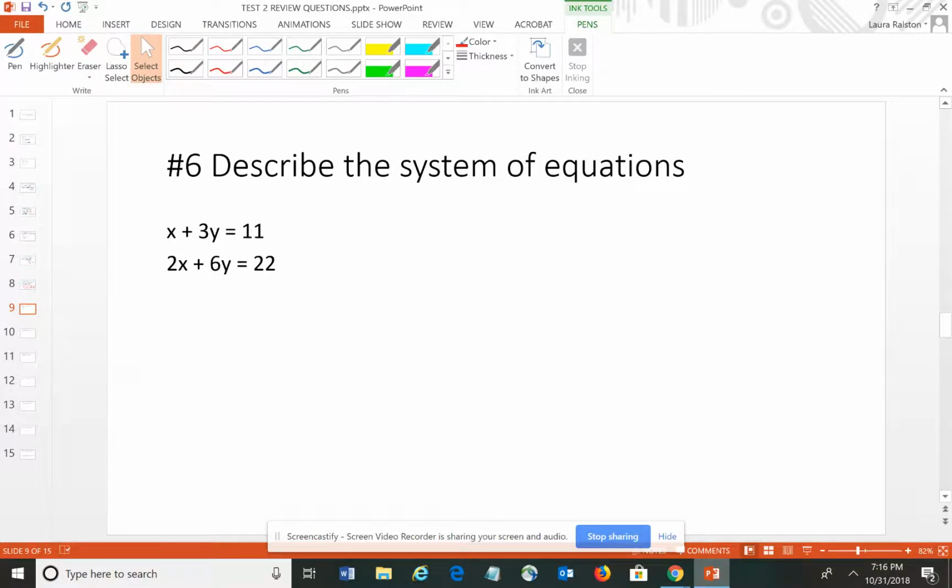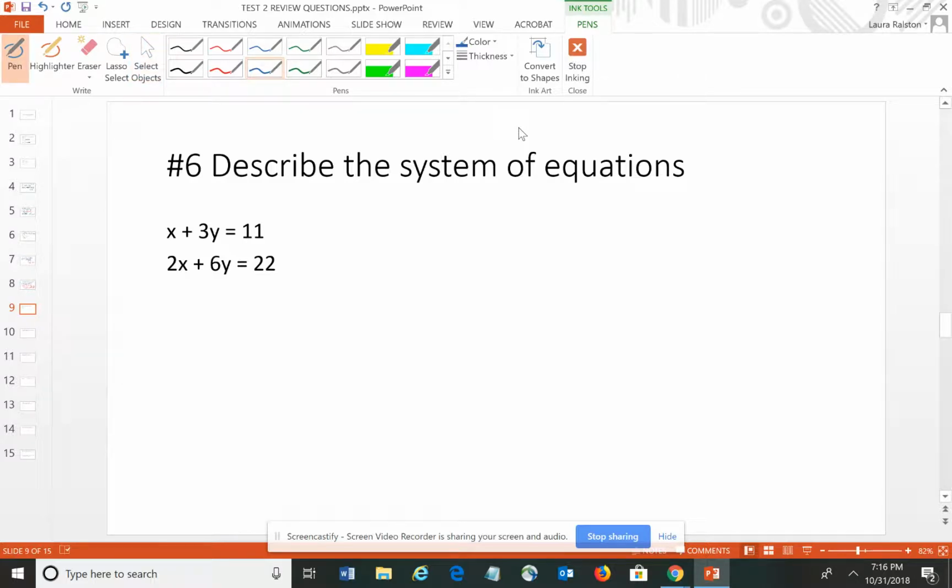This is a continuation of the Test 2 review questions. We're going to pick up with question number 6, which says, describe the system of equations. So they want you to tell whether it's independent, dependent, or inconsistent. Again, it doesn't specify what method to use, so you can choose.